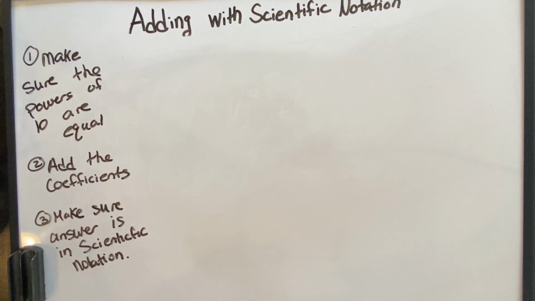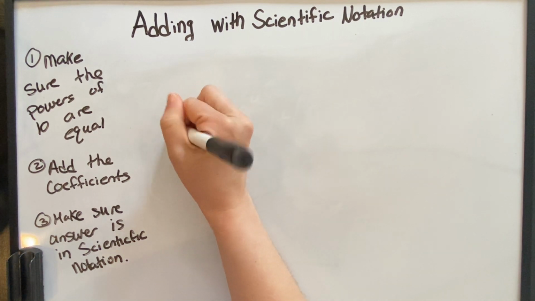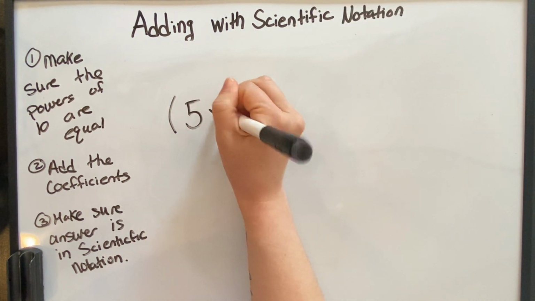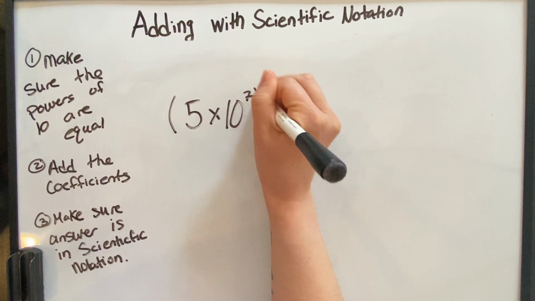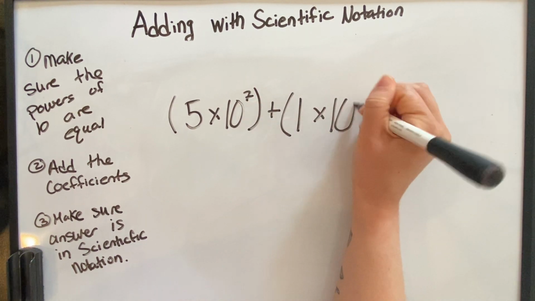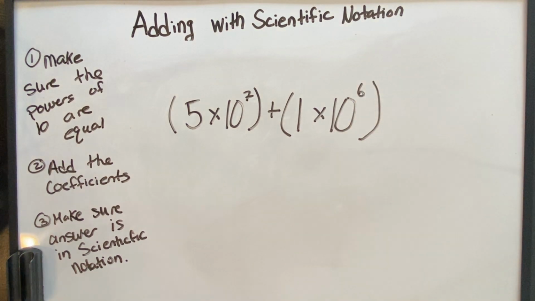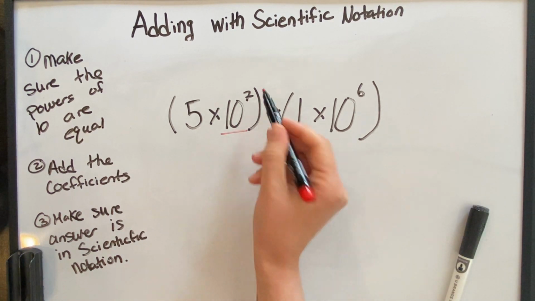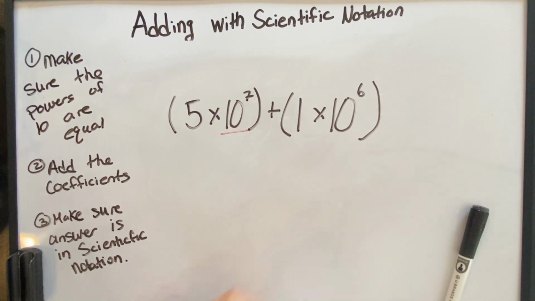So here we're going to do 5 times 10 raised to the seventh power plus 1 times 10 raised to the sixth power. Alrighty, so step 1, make sure my powers of 10 are equal. Here we have a power of 10, so 10 raised to the seventh power. Here we have 10 raised to the sixth power. Oh no, they are not equal, they are not the same. So we must convert one, right? I'll work with the first one again.